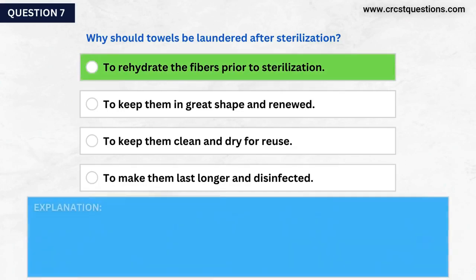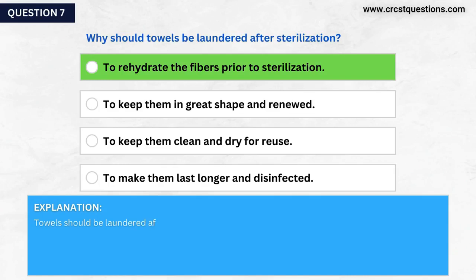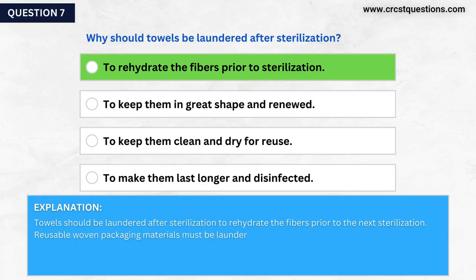Explanation. Towels should be laundered after sterilization to rehydrate the fibers prior to the next sterilization. Reusable woven packaging materials must be laundered and inspected between each use. Laundering aids in rehydration of the packaging material and prevents superheating.